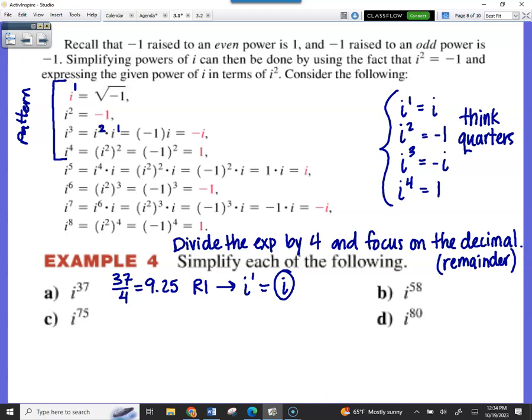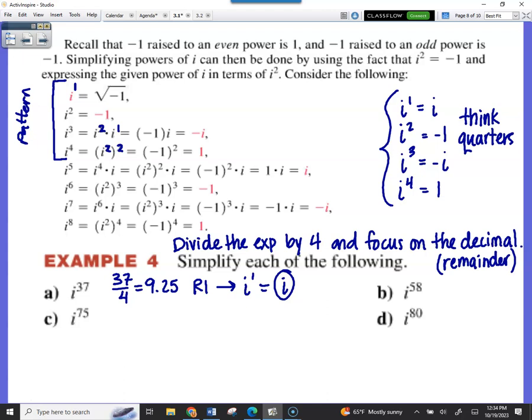Keep going. i to the fourth can be rewritten as i squared, squared. What is i squared? -1. If I simplify that, I get +1. And then yesterday we said there's a pattern. The pattern alternates between 4 answers.